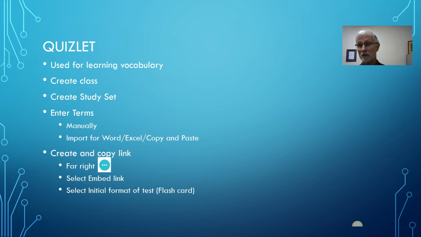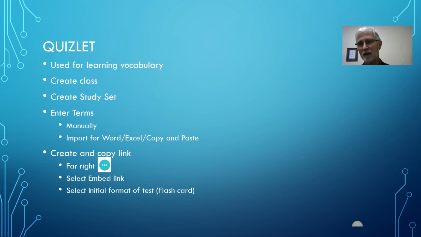Or you can import them from Word, Excel. I've got a lot of online books, so I'll do a copy and paste. And then Quizlet will allow you to say, how do I determine between a word and a definition? By default, there's a tab between the term and the definition, and then a new line at the end of the definition so that you can go to the next word.